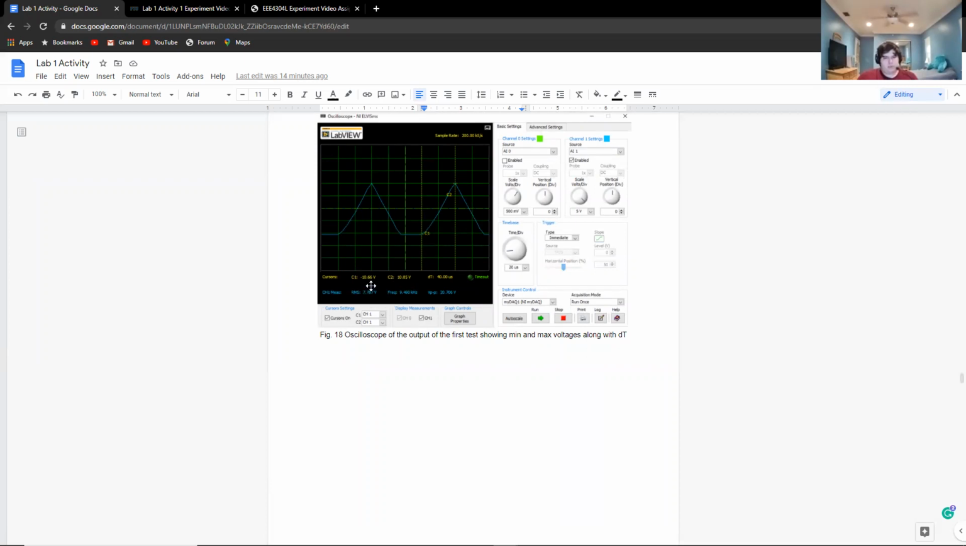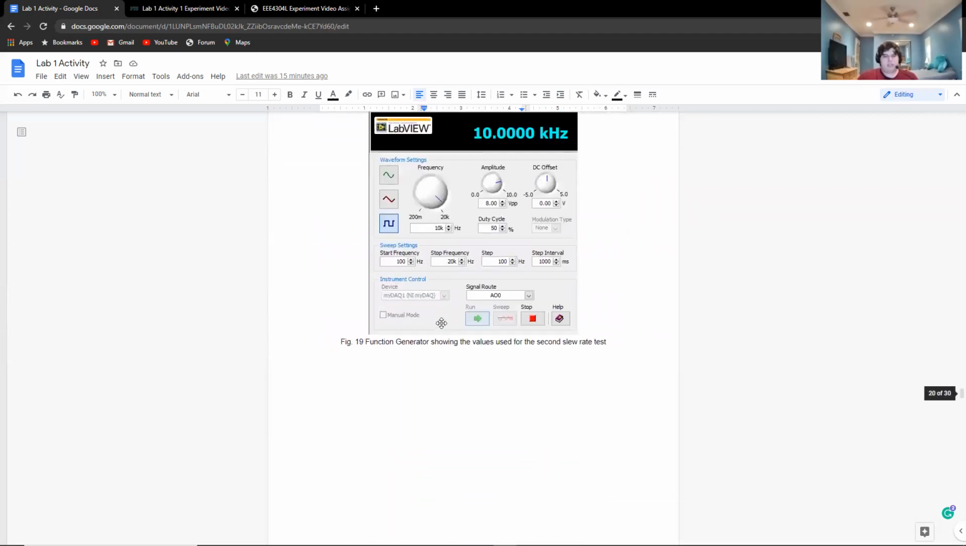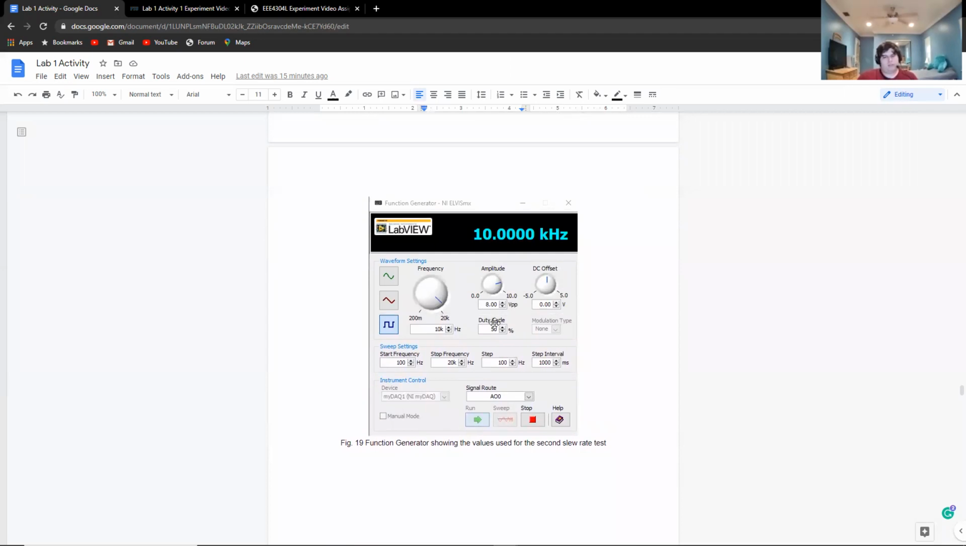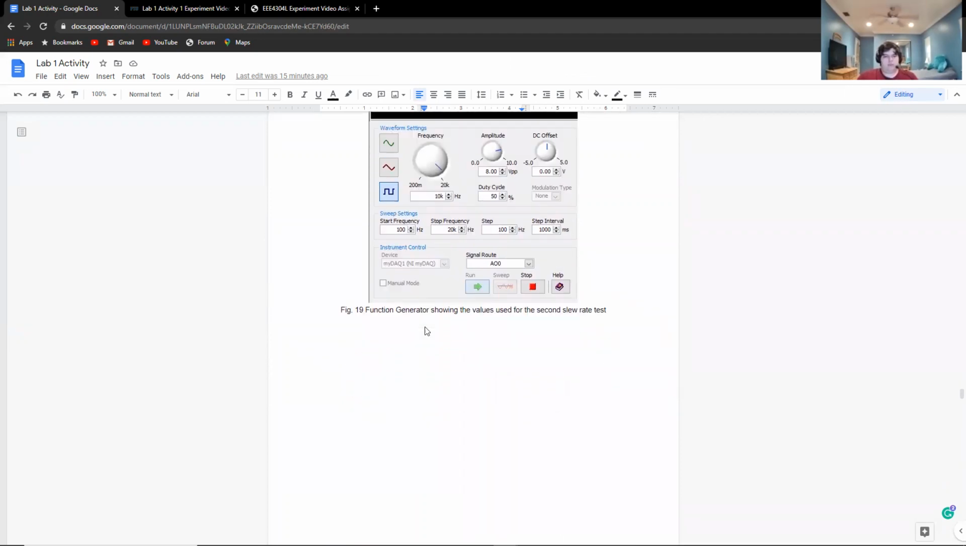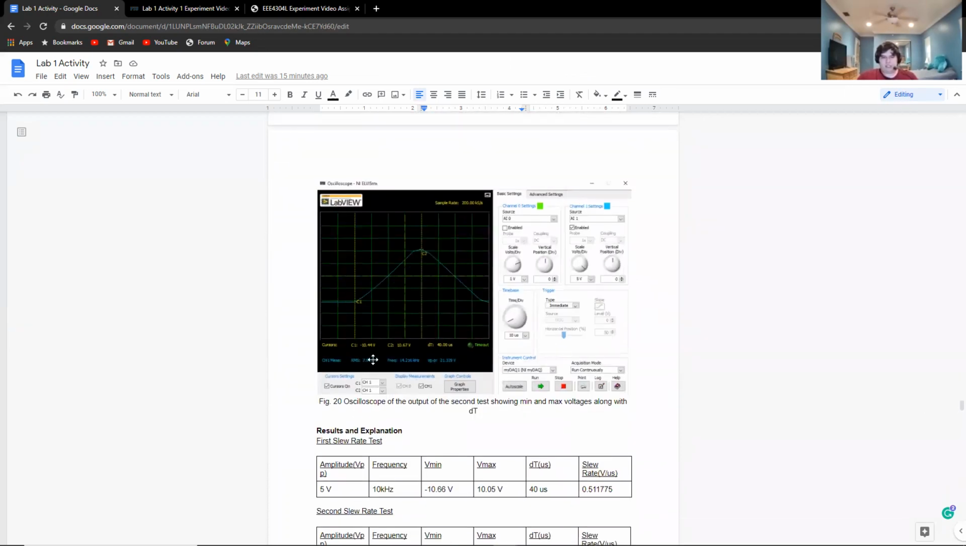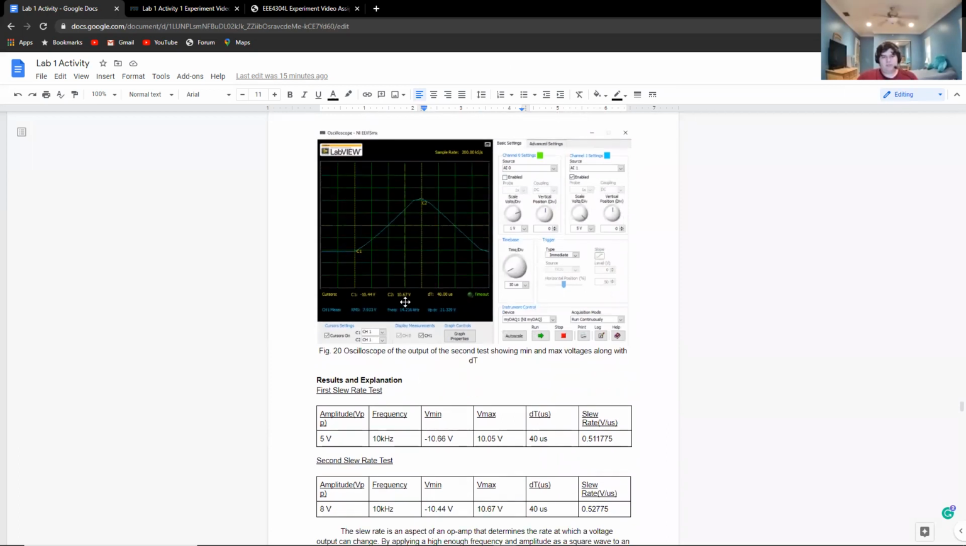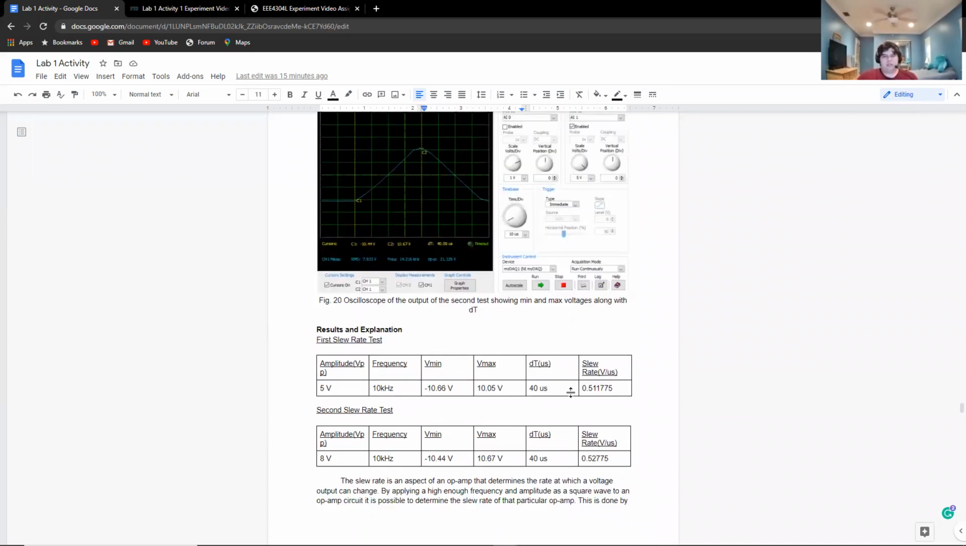Then the minimum was 10.66 volts, and the highest voltage was 10.05 volts. And this was done again by altering the amplitude to see a different result, which was 8.0 volts peak to peak, still keeping the 10K hertz and the square wave. Here we were able to get the minus 10.44 minimum and maximum of 10.67, and the rise time stayed the same at 40 microseconds.